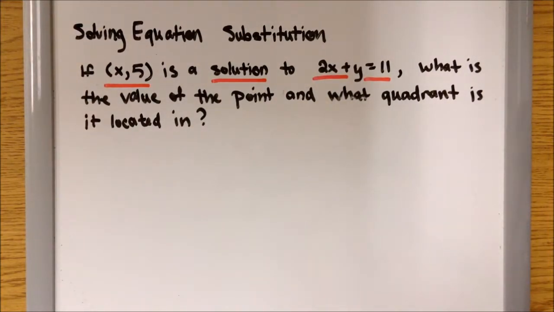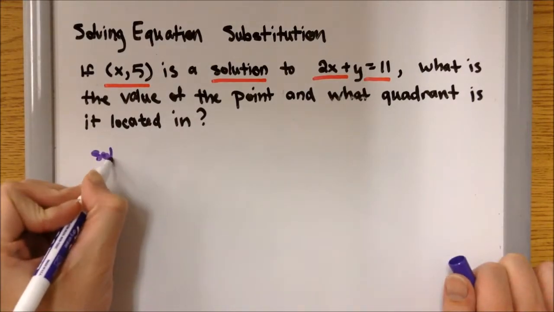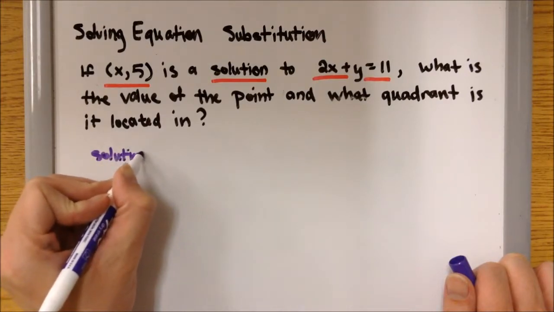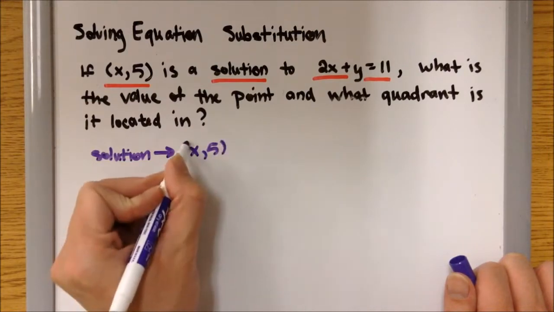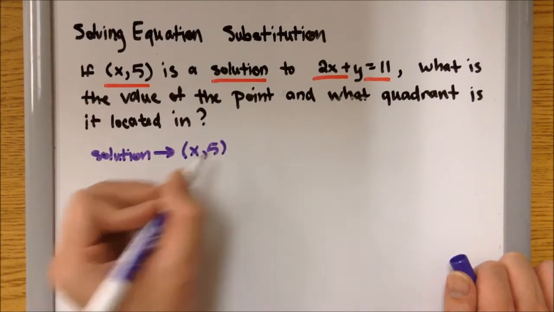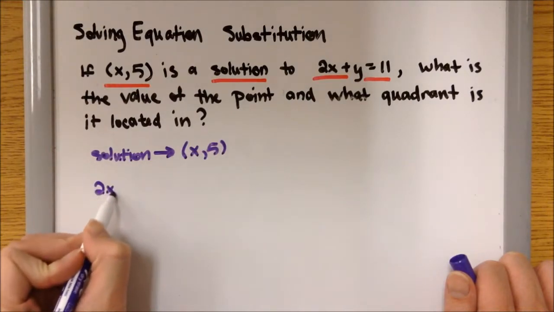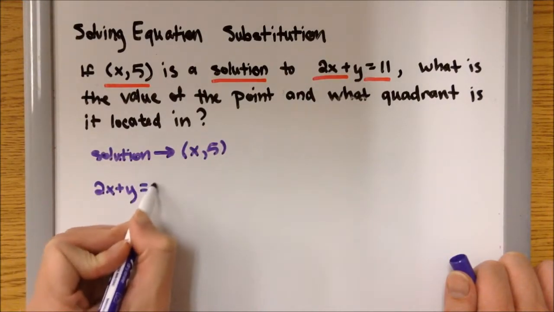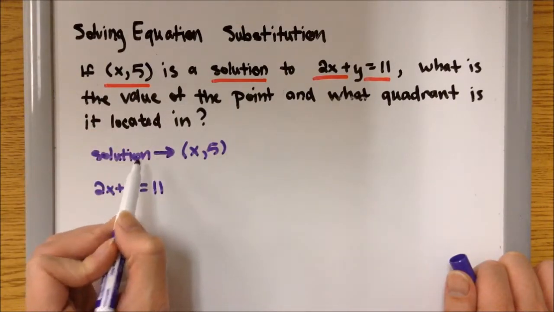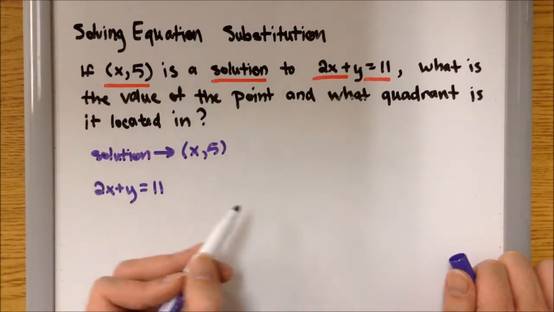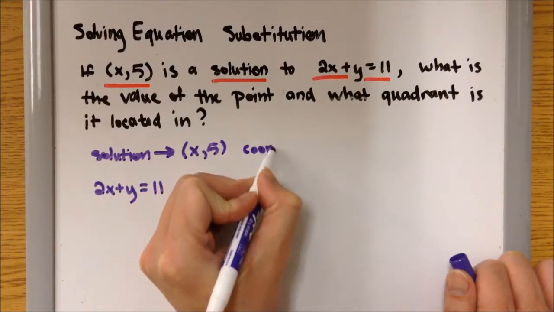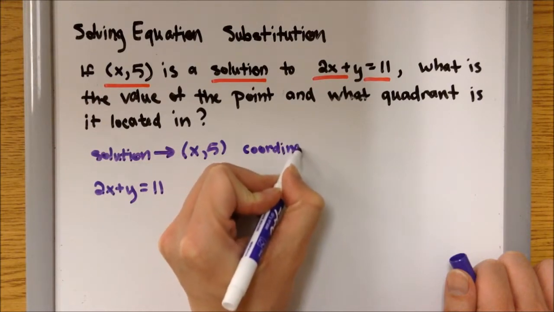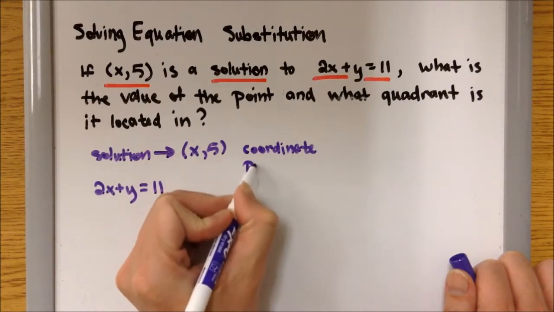So let's write the coordinate point out. The solution, which is (x, 5), is a solution to 2x + y = 11. If this is a solution, meaning it's a coordinate point, remember right here, coordinate point.